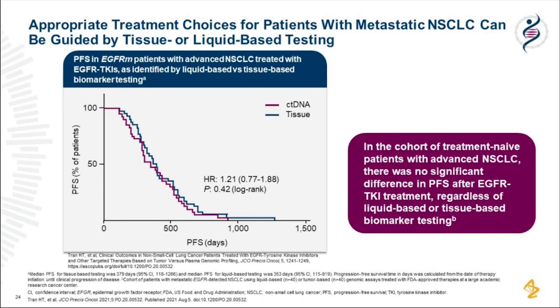And then when we look at appropriate treatment choices for patients with metastatic non-small cell lung cancer, whether tissue or liquid-based, we can look at progression-free survival. Looking at those with the EGFR mutation, we look at circulating tumor DNA, which is the burgundy line, compared to tissue. We can see that progression-free survival is very, very similar with both of those. There was no significant difference in progression-free survival after EGFR TKI treatment, regardless of whether it was plasma or tissue-based.